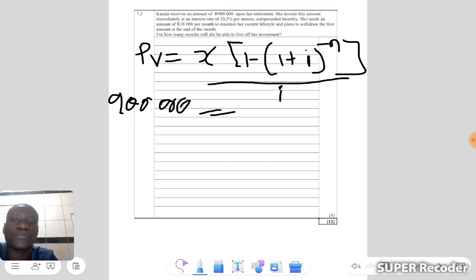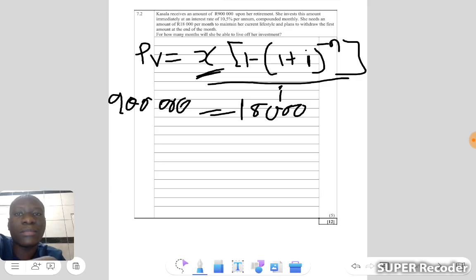900,000, she has received 900,000, right? Yes. So what she will need per month is 18,000. So here, for the value of X, we are going to write 18,000, because the question says for how many months will she be able to live off her investment. We need the value of n, right?